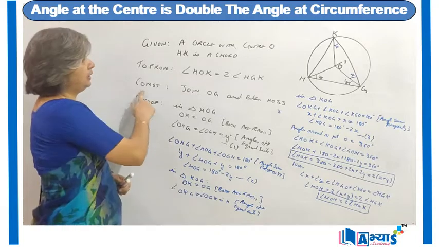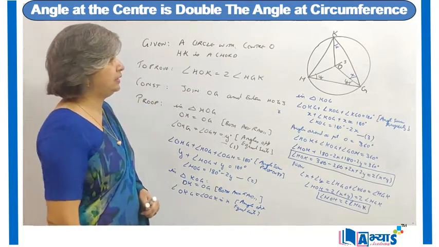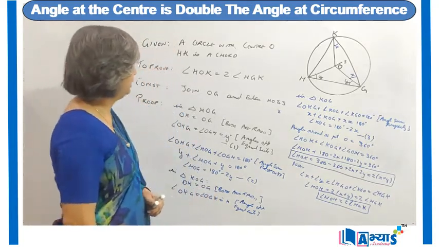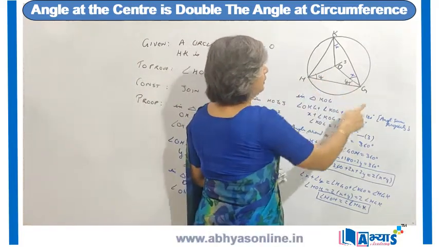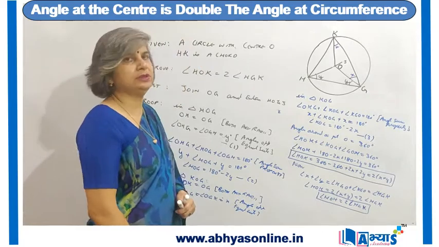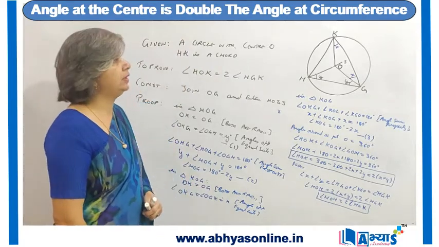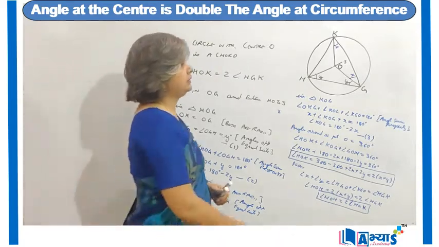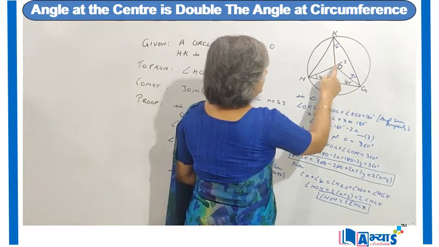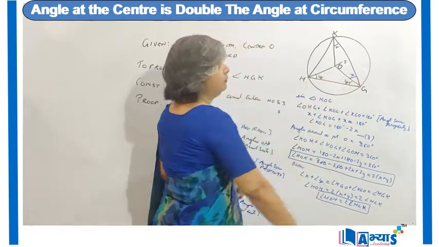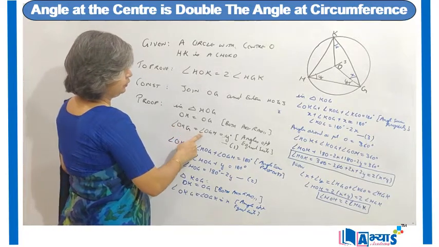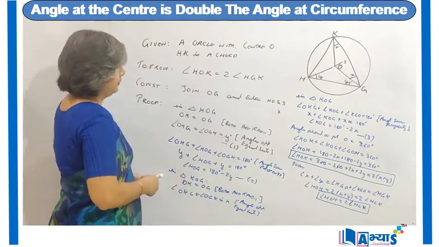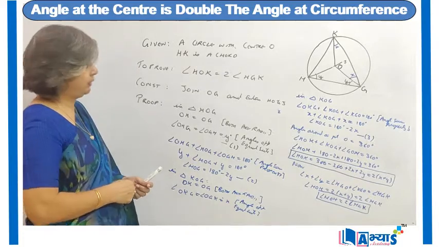So what I have done, I have joined OG and extended HO to J. So in the proof, we have taken triangle HOG. Now in triangle HOG, OH is equal to OG because both are the radii of the same circle. So we can say that angle OHG is equal to angle OGH. Let them be equal to y. So angle OHG is equal to OGH is equal to y. We have marked it as equation 1.